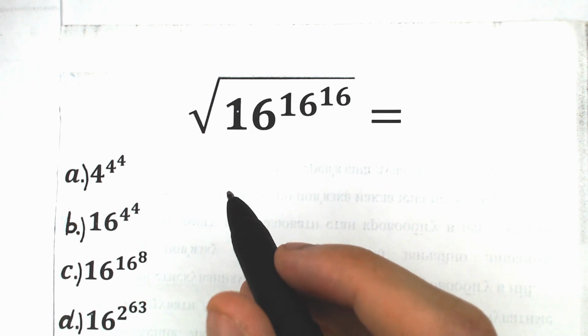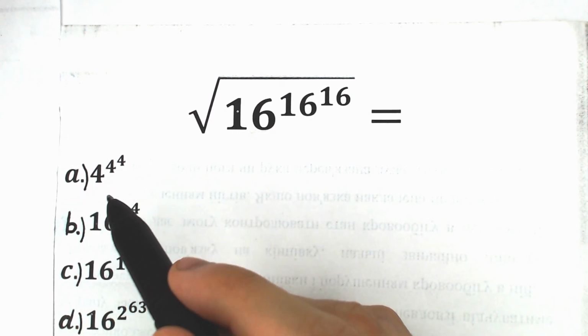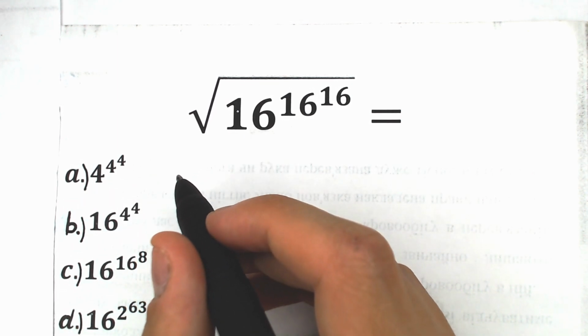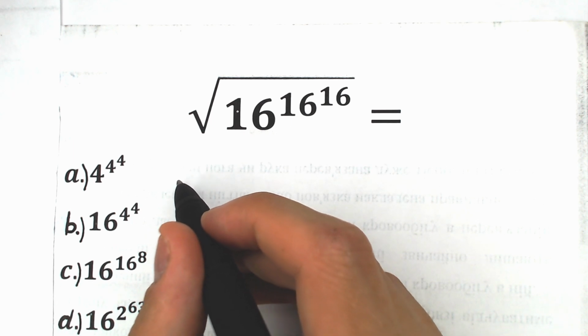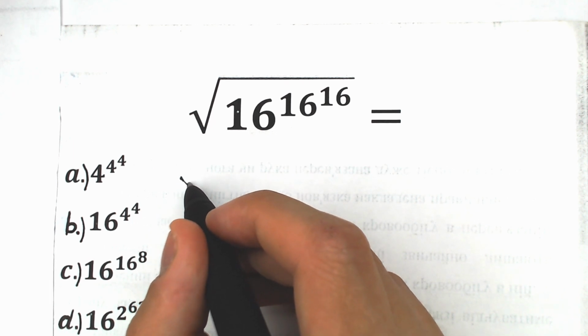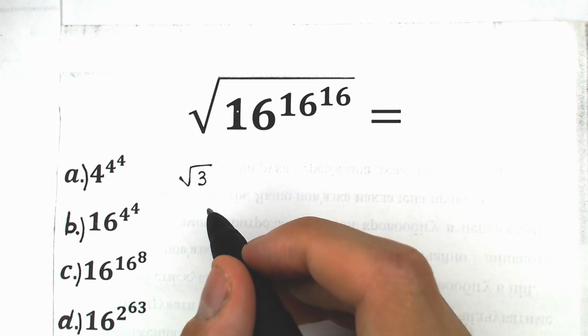Right now I'm going to show you the correct approach, so just forget about this option A. Right now let's try to solve it. First of all, I want to write this expression. For example, imagine we have something like that. We have square root of 3, so we have something like that.